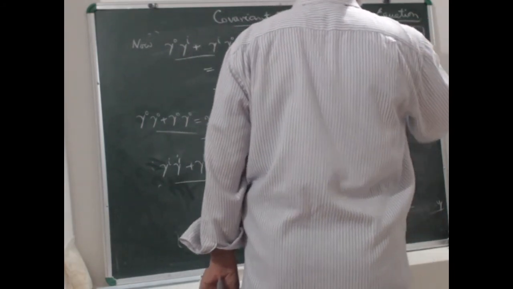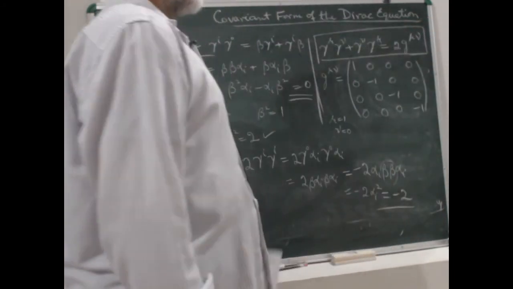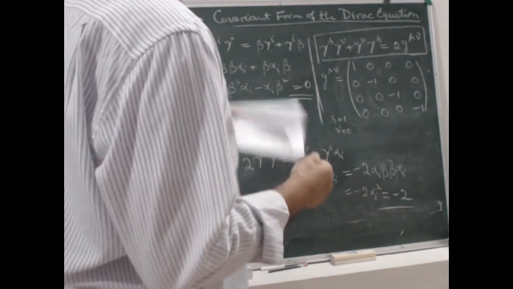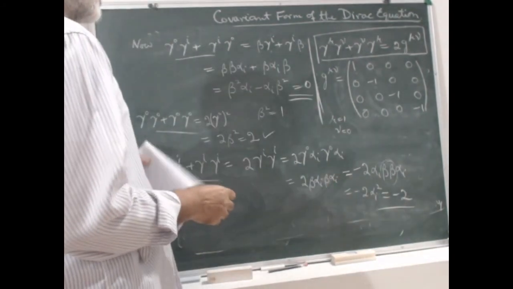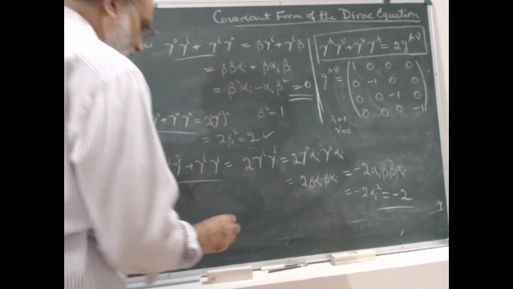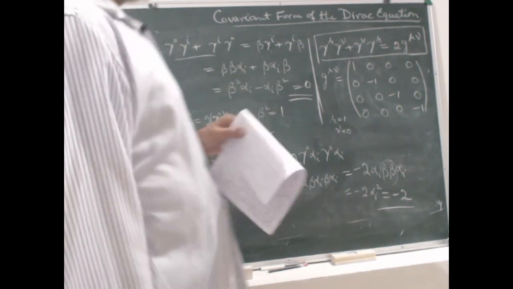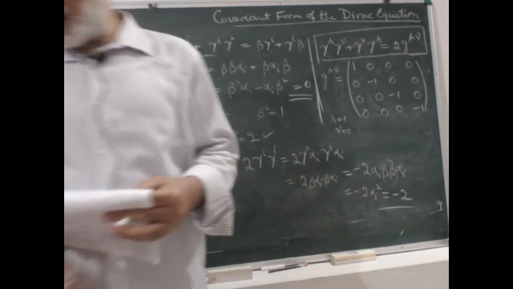This is called the relations between gamma matrices, and we know that these gammas are related to alphas, and alpha is actually a Pauli spin matrix, and beta is a diagonal matrix. So this much for today's lecture. Thank you.